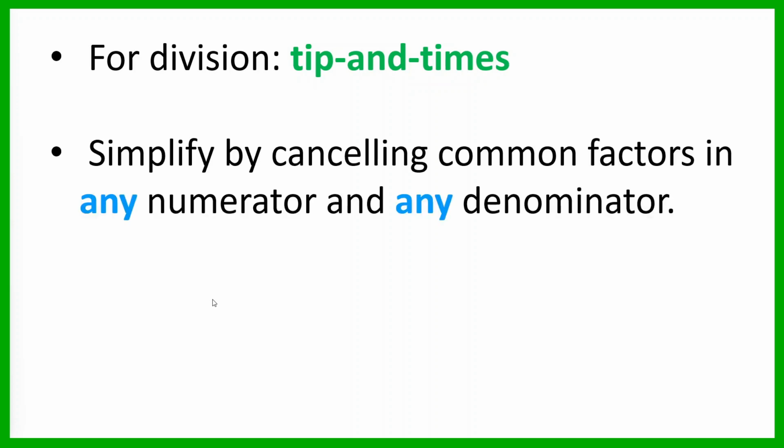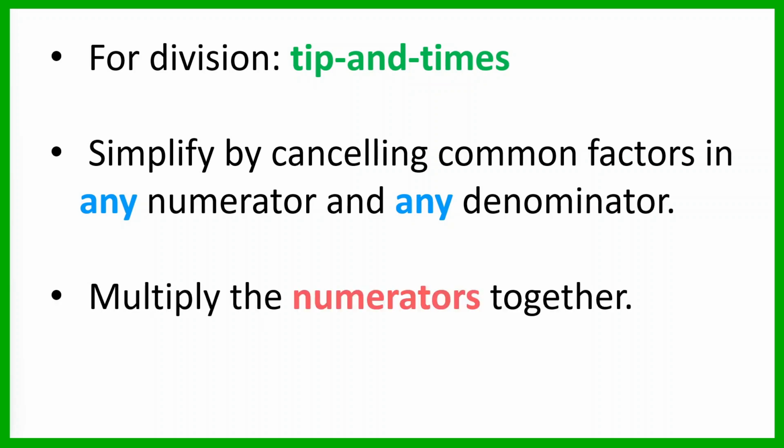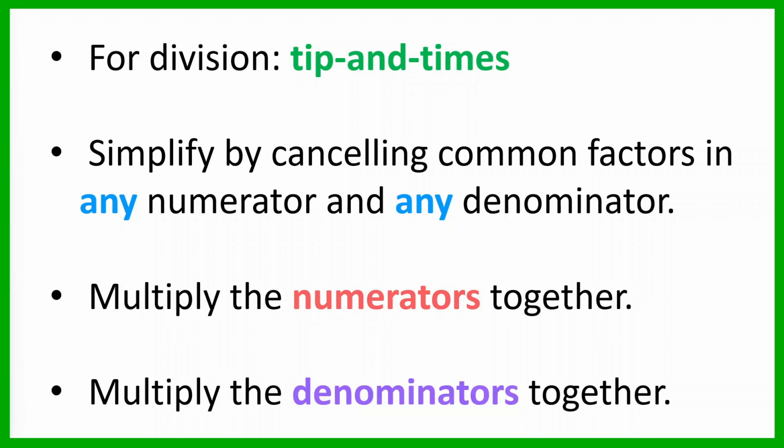Okay, then once you've done that, you simplify by cancelling the common factors in any numerator and any denominator. You can cancel anything that's at the top with anything that's at the bottom. You cannot cancel top and top, you cannot cancel bottom and bottom, but you can cancel any top and any bottom so long as they have common factors. Then you multiply the numerators together and you also multiply the denominators together. And then you can still check if you can simplify any further, just in case you missed anything that could be cancelled. Okay, so let's have a look at an example for this one as well.